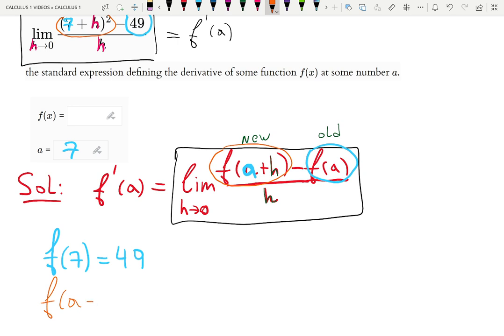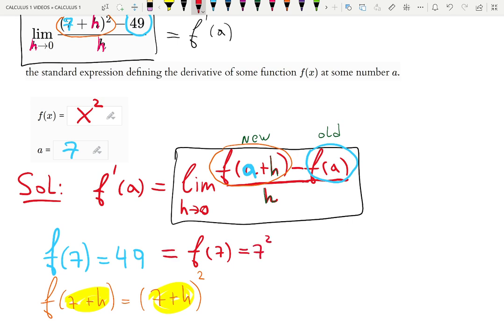Actually, let me just write down. A plus h is 7 plus h squared. So what is the function here? The function is a rule that does something with your input, right? Input is 7 plus h, and now this input is squared. Thus, you have a guess, and this guess is probably correct, that it is x squared. And you can also check, indeed, f at 7 will be 7 squared, which is 49, so it matches. And those are two things you notice to answer these types of questions.